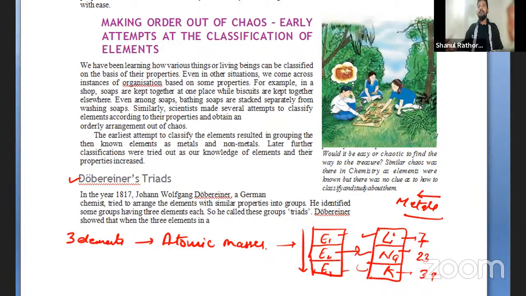Secondly, all of them react with water to form alkaline substances and hydrogen gas. And lastly, they all have a valency of 1.